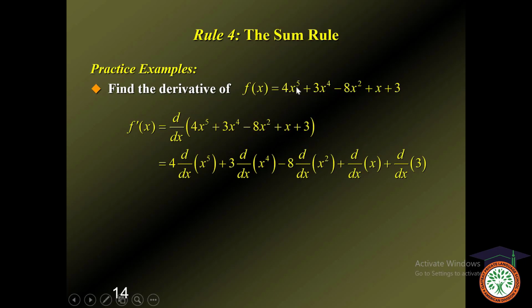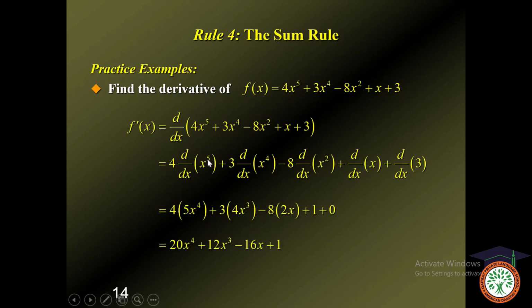Derivative of 4x power 5: I'm going to isolate between the 4 and the x. The 4, write it as it is, and the derivative of x power 5. Here, 3 is a constant, x power 4. 8 is a constant, and then the derivative of x squared, plus. What is the coefficient here? It's 1, so it's not important, right? And the derivative of x plus the derivative of a constant 3.